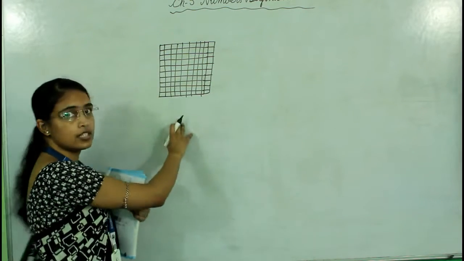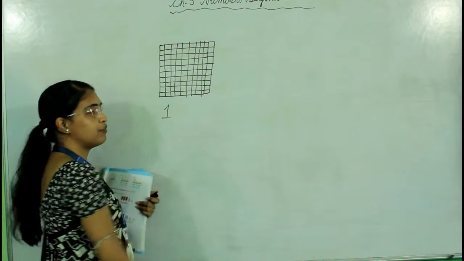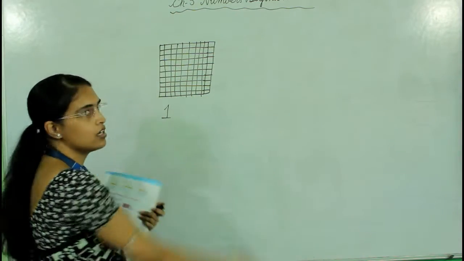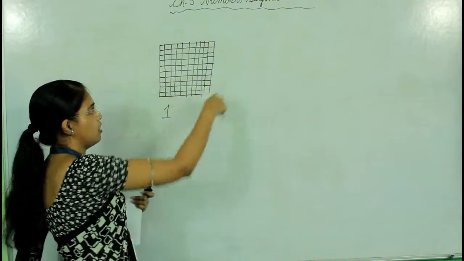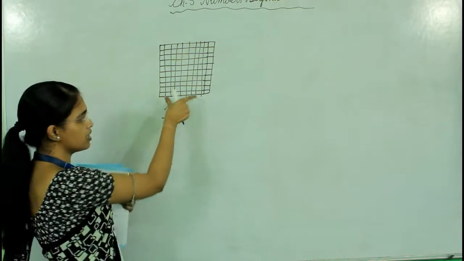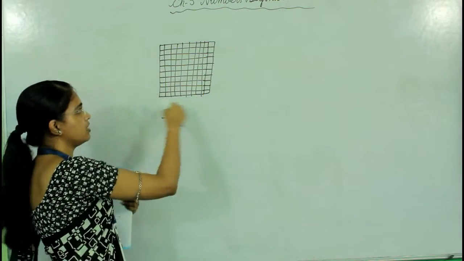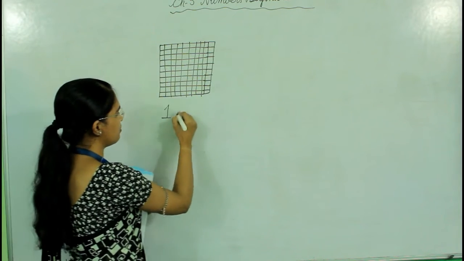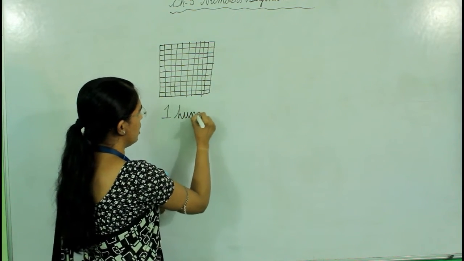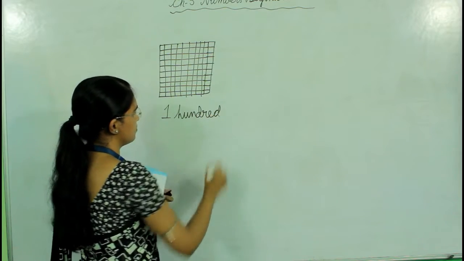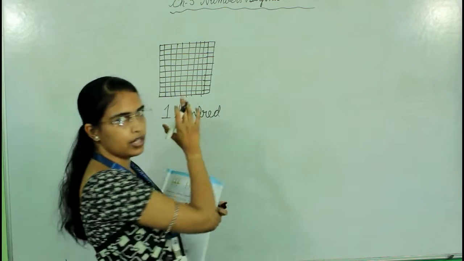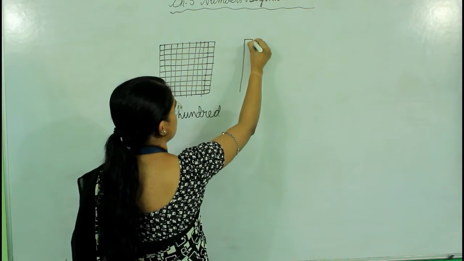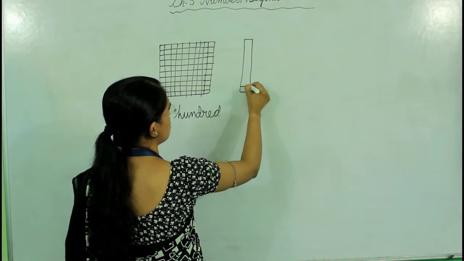What is this? This is 100. Why 100? Because this is the block of 100, and how many blocks are there? Only one block, right? So that means we have only one block of 100. So that is 100. Okay? And with this 100, I have extra blocks.